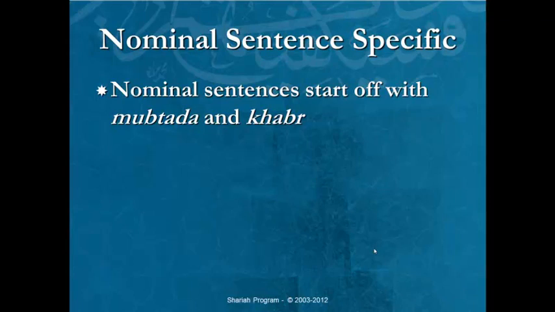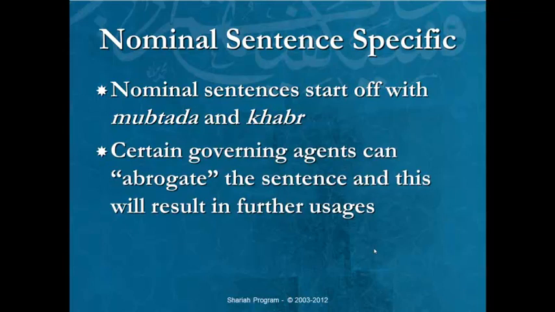So we were at 8, mubtada would be 9, khabar would be 10. And then when you take into account the abrogators, you get even more. The number becomes larger. So certain governing agents can abrogate the sentence, and this will result in further usages. So again, the number is 22. Okay, I haven't run through all 22. I've given you more than half of them.